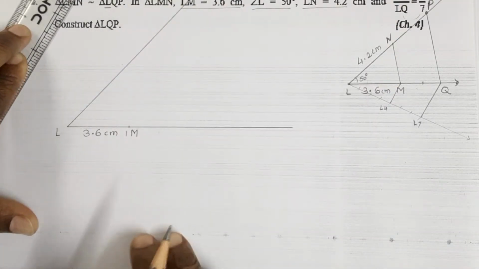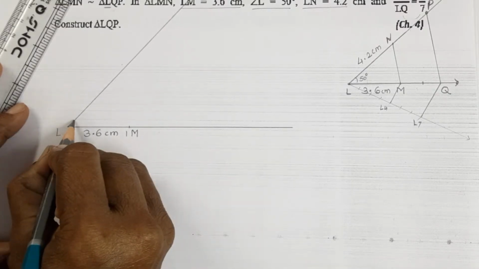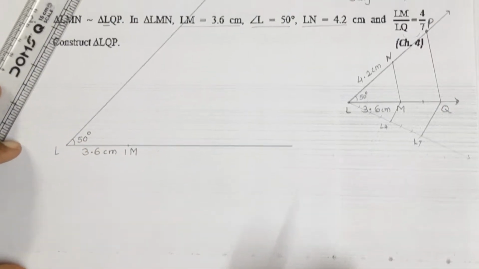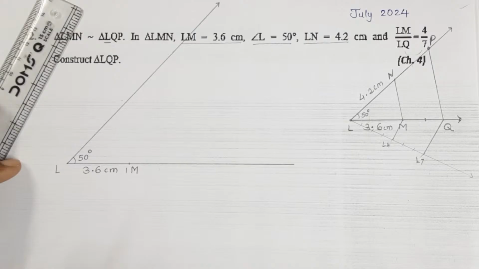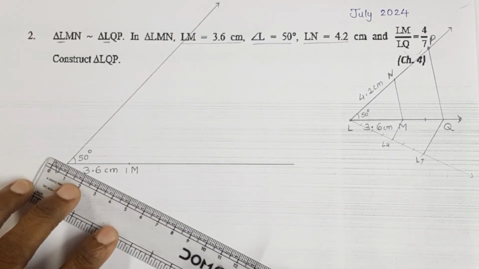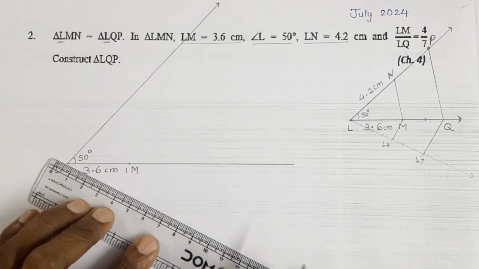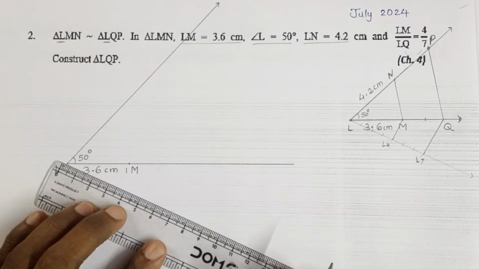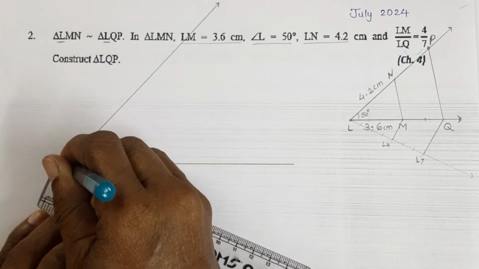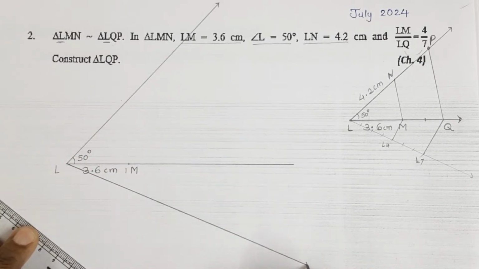Okay, students. Here this is 50 degrees. I write down here 50 degrees, making the proper measure of the angle, and then I draw the ray here from L, this way.